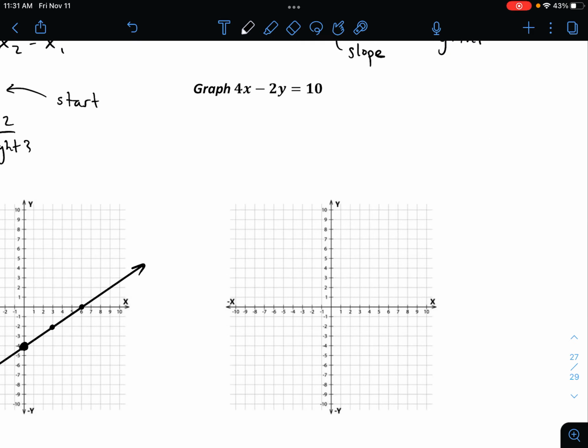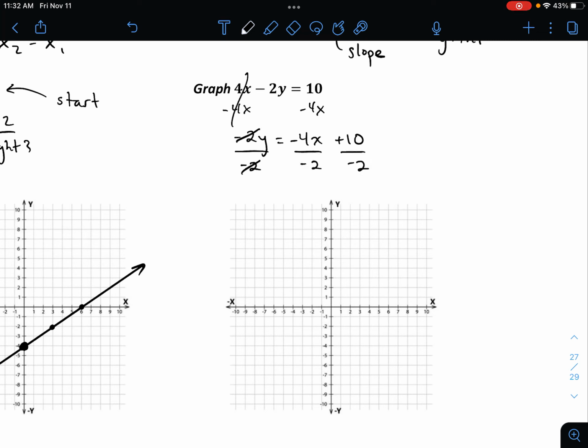Second one. Now this one I can't graph just yet because I have to get it into slope-intercept form first. So I'm going to move this 4x over to the right side, and to do that, I have to subtract it. So minus 4x on both sides. So we get -2y equals -4x, and that's a positive 10 there, so I'm going to put a plus 10. And then I'm going to divide everything by -2 to get y all by itself.